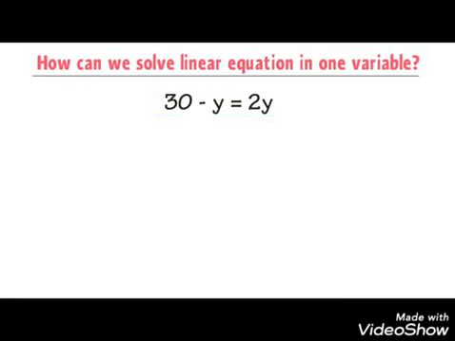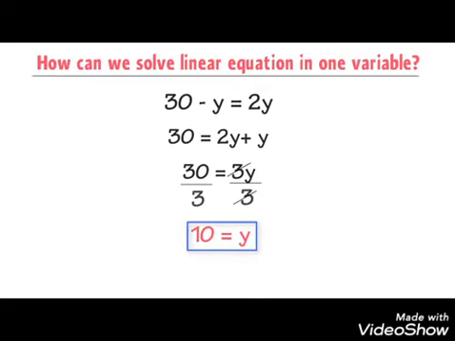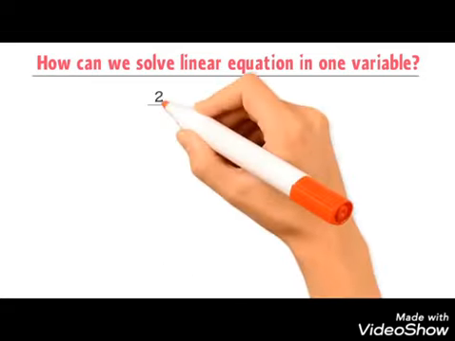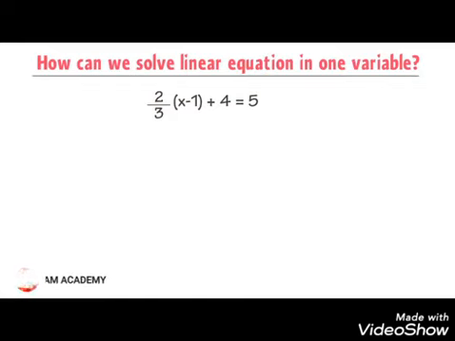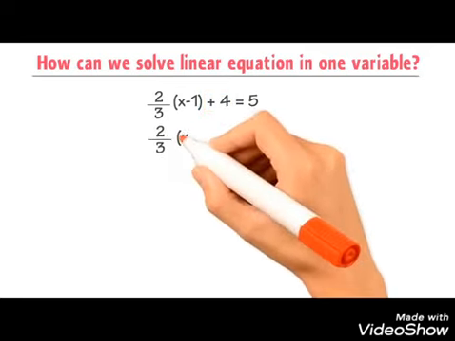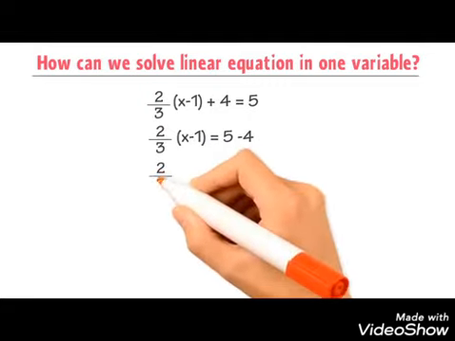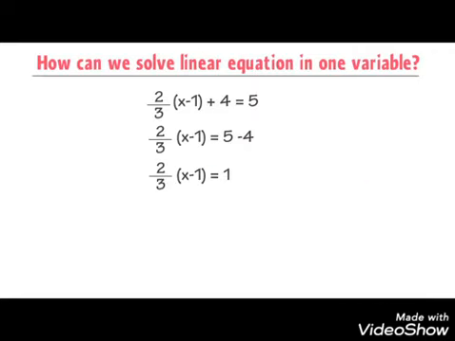Now let me teach you one advanced or multiple steps type of linear equation in one variable. 2 upon 3 into x minus 1 plus 4 is equal to 5. In this type of linear equation, first of all, shift the constant to one side and variables to another side. Thus, we are going to shift plus 4 from the left-hand side to the right-hand side. So, 2 upon 3 x minus 1 is equal to 5 minus 4, or 2 upon 3 into x minus 1 is equal to 1.